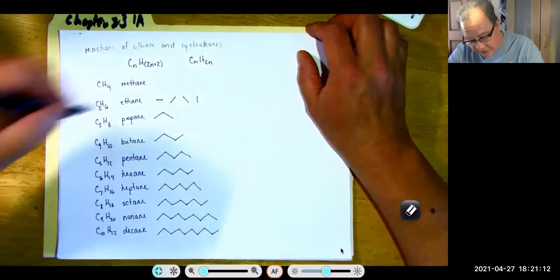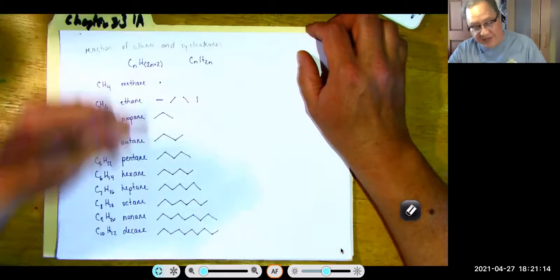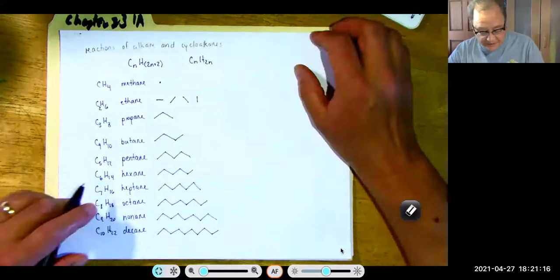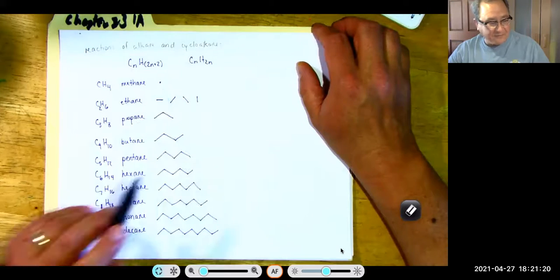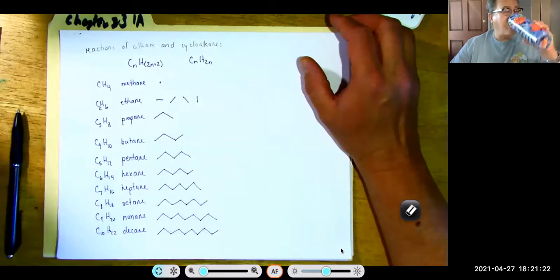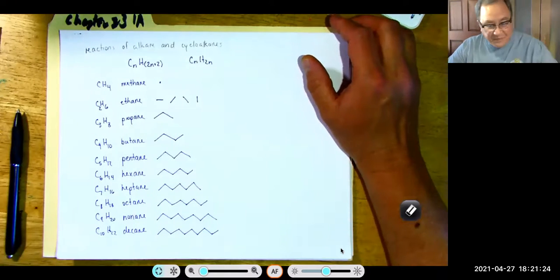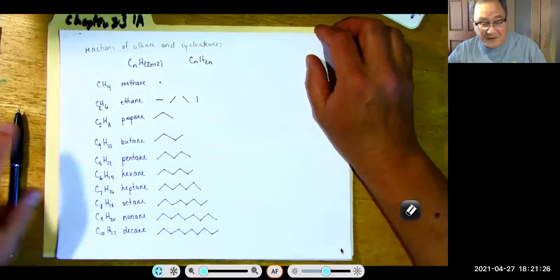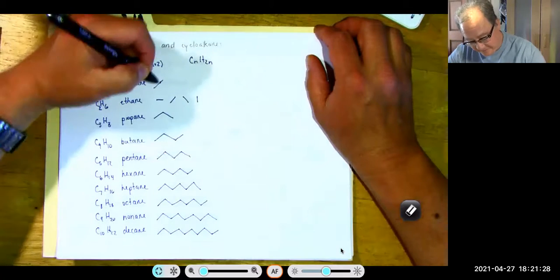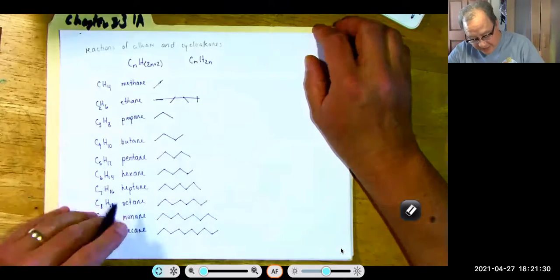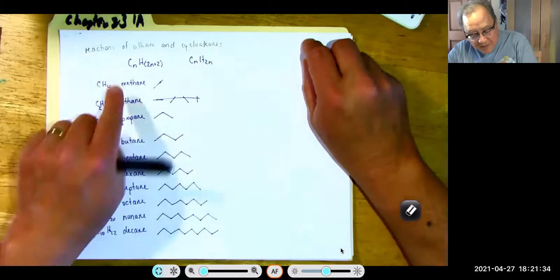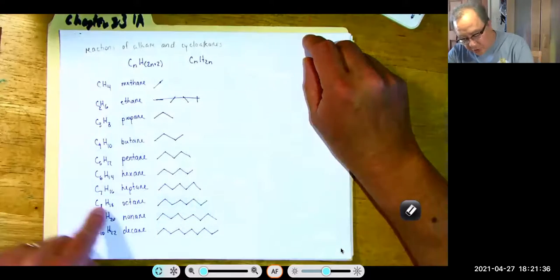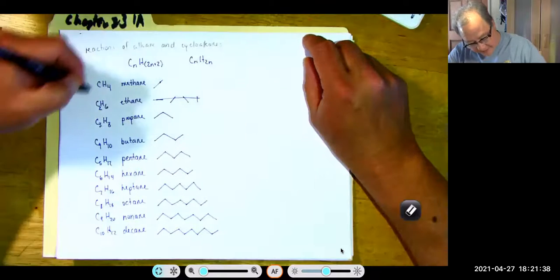And methane, you could try to do that for methane because you can't show a carbon-carbon bond. So just a single dot. What might you confuse that for? A period. It looks like a period to me. So these guys have their line drawings. But when we talk about alkanes, these are all straight chain alkanes right here.